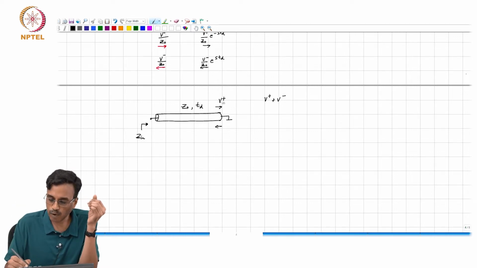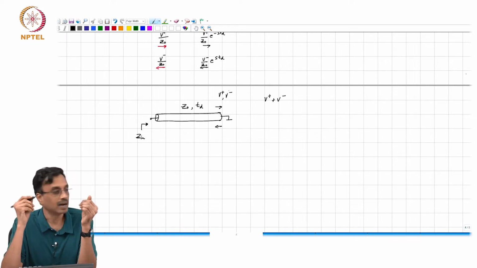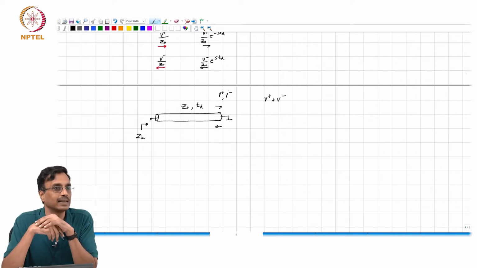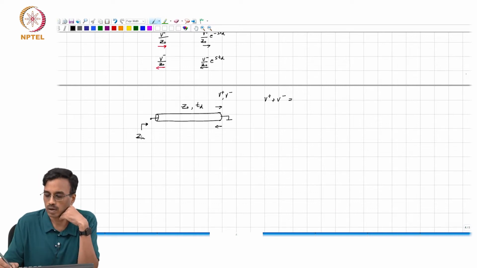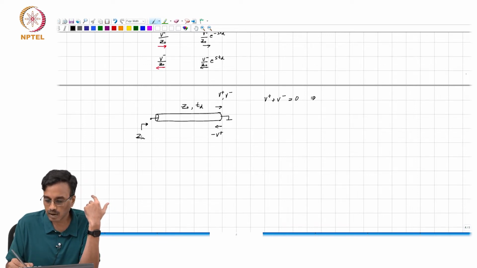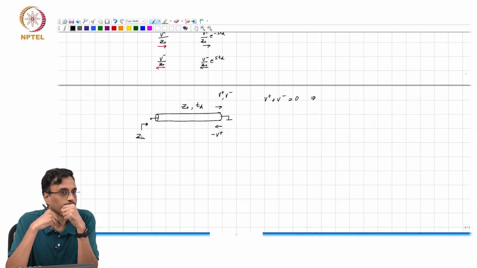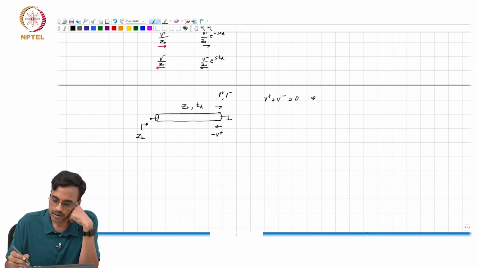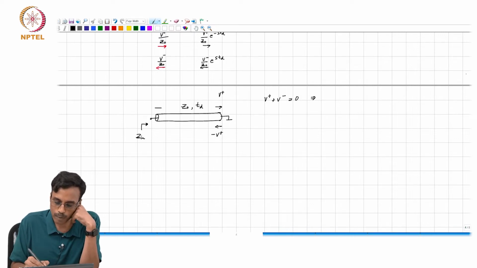If the forward and backward going waves here are V plus and V minus, right? What is the total voltage at that end? It's V plus V minus, and that must be equal to 0, right? Which basically means that, what is V minus? Minus V plus. Correct?